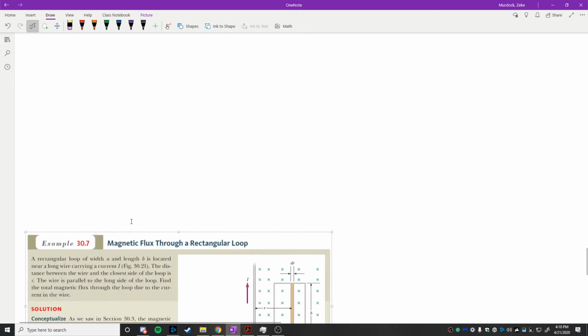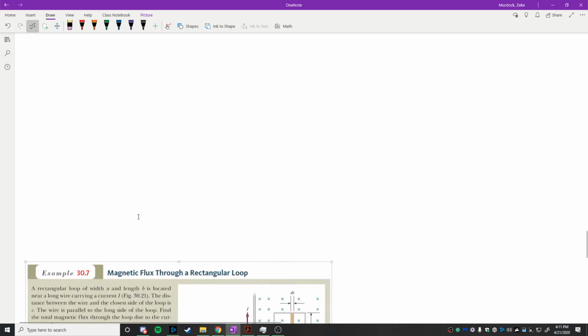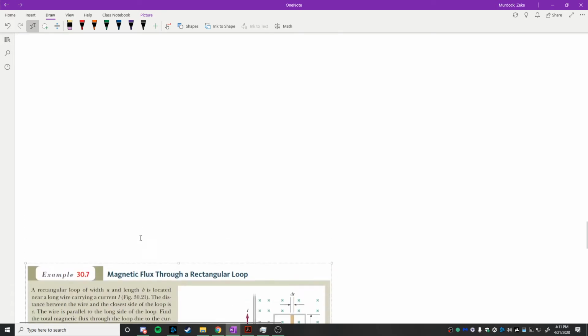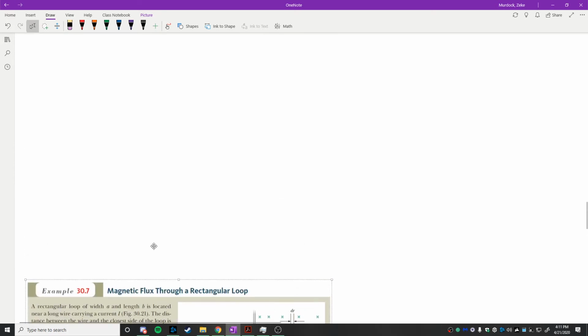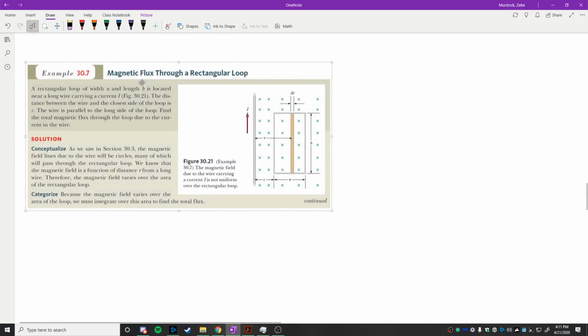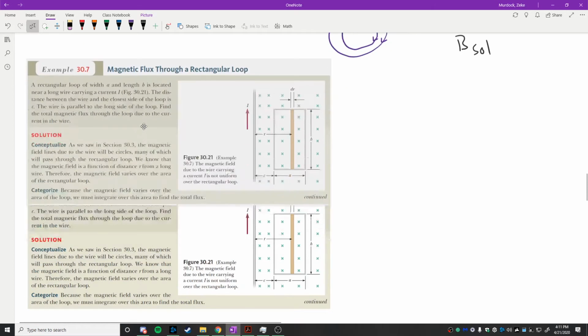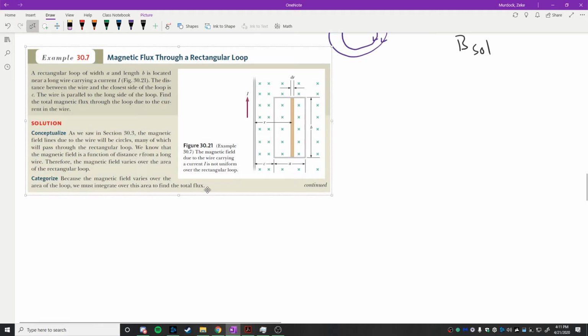Okay, we've done a lot of derivations today. This is not really a derivation so much as it's an actual problem. It's moved up so that I'll have so much blank space. So this is our picture, and I'll draw a picture over to the side so it's clear what's going on. We have a rectangular loop of width A and length B. This rectangular loop, width A and length B, right?